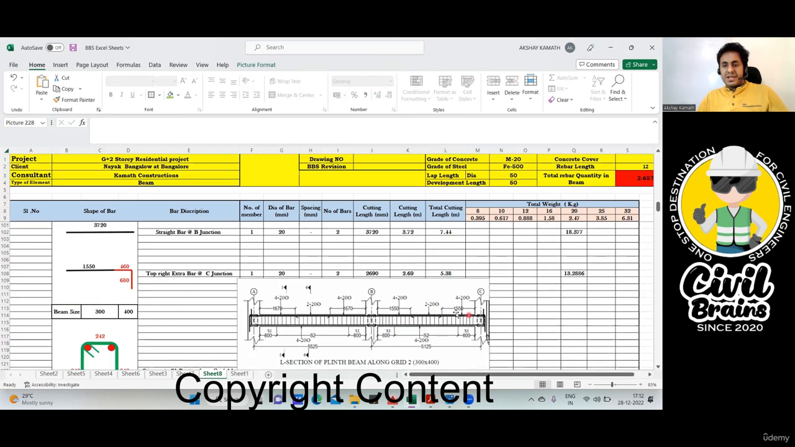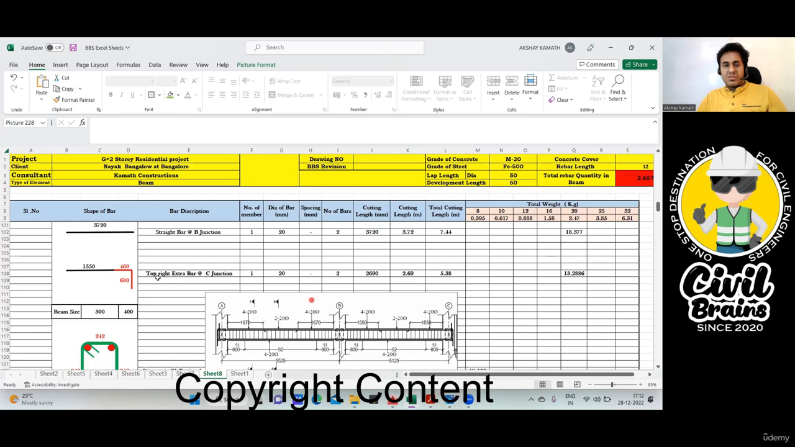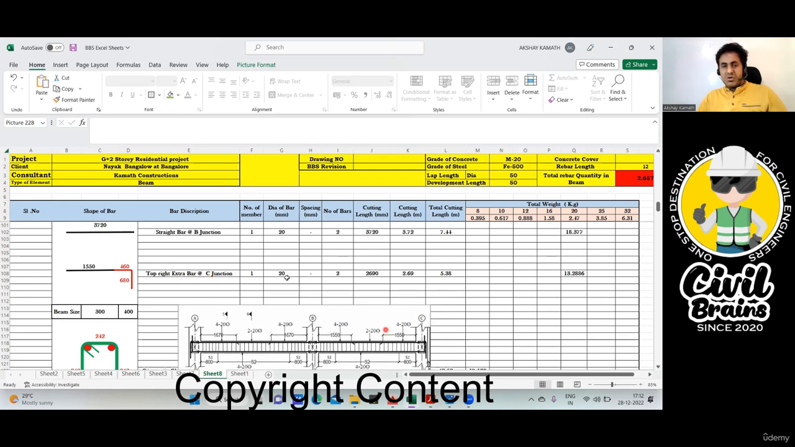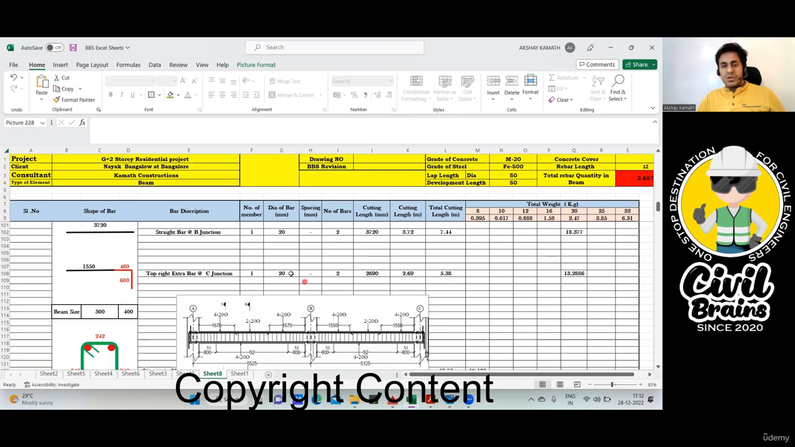And next is top right extra. So this is my top right extra, this is 1550. I've written 1550, this will be 460, and this will be development length minus 460. So I've written top right extra at C junction. Again, how many bars are there? It is a 20 diameter 2 bar. It's written 20 diameter 4, but 2 we have already given in the top straight. So the extra is only 20 diameter 2. I've written 20, 2, and found the cutting length. The answer is 13.2886. Done. You should get the same answer.